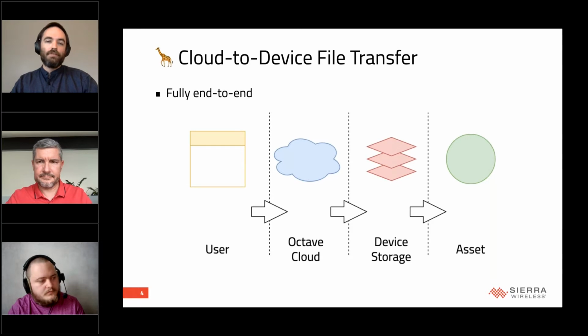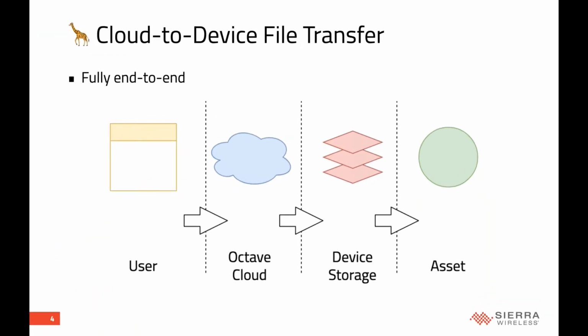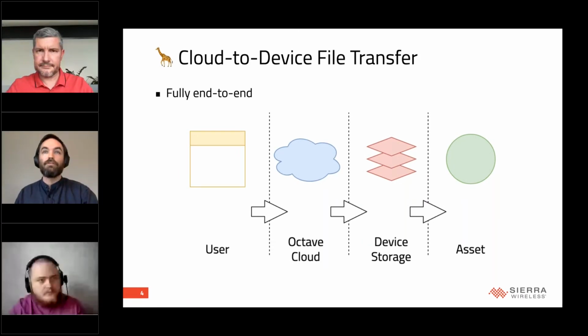Our new file transfer feature has been designed to work end-to-end. Users can take a file from their local machine and upload it to Octave Cloud using the UI or our API tools. Files are kept within a company's private storage, within their private namespace, and manipulated like any other Octave object. When you're ready, files can be sent over the cellular network to a fleet of devices. And once they're present on the device, the Octave resource protocol is utilized to deliver that file to your connected asset.